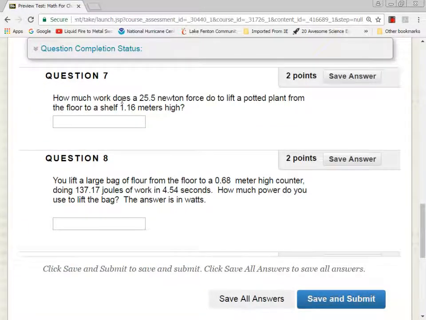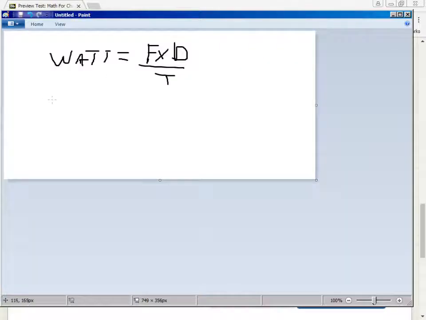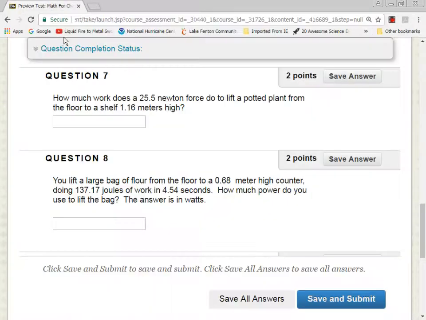How much work? Work is simply force times distance. So in this particular case, when you have work, how much work do you do? And you've got force and distance, you just multiply them. So question 7, first number times second number.